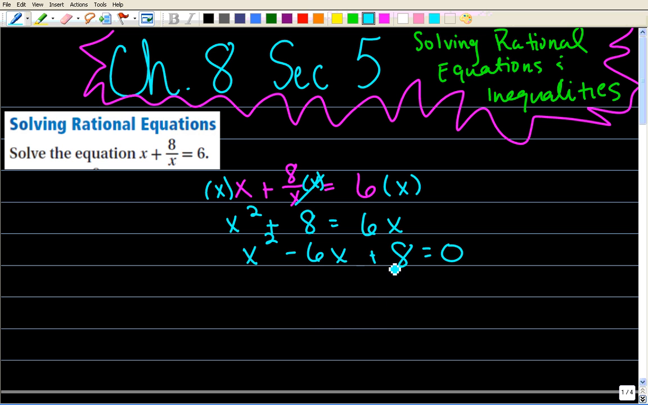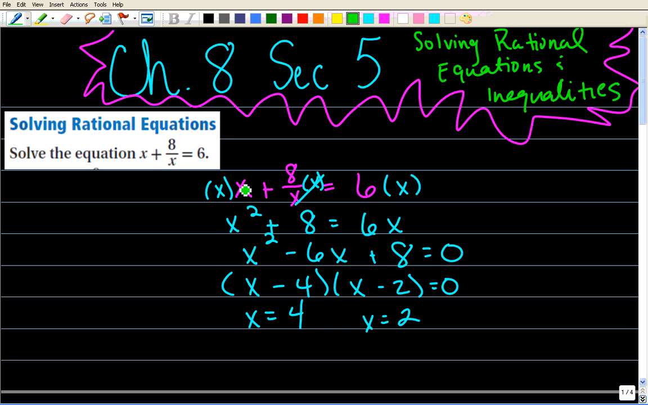And then does this factor? What multiplies to positive 8 and adds to negative 6? Well, that's negative 4 and negative 2. So here we'll get x equals 4 and x equals 2. But we always want to go back and check our answer to make sure that it works.